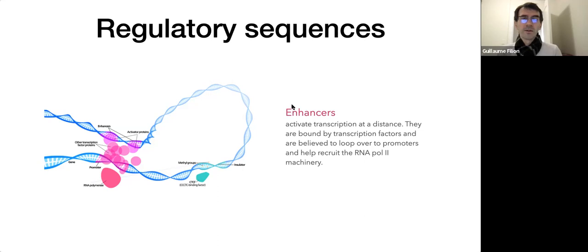And most of them are enhancers. And these are sequences that activate transcription at a distance. We've seen them before. They are bound by transcription factors, and they are believed to loop over to promoters and help recruit the RNA Pol2 machinery. So the enhancer is here, and you will see in the textbooks a model where it loops like that so that it can touch the promoter. And this is based on plenty of experimental evidence that there needs to be a proximity between enhancers and promoters.